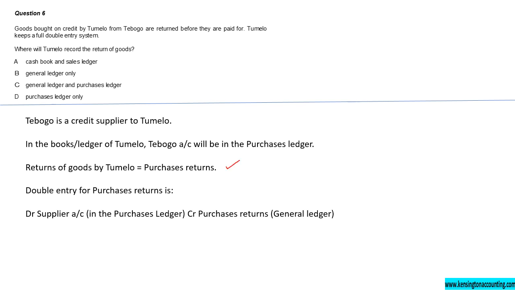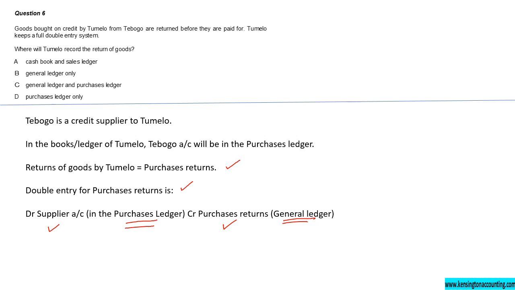Therefore, what is the double entry for purchase return? The double entry for purchase return is we credit the purchase return account and we debit the supplier account because it was bought initially on credit. The purchase return is part of general ledger. It is an account in the general ledger, and the supplier's account, it is an account in the purchase ledger. Therefore, the question is, where will Tumelo record the return of goods?